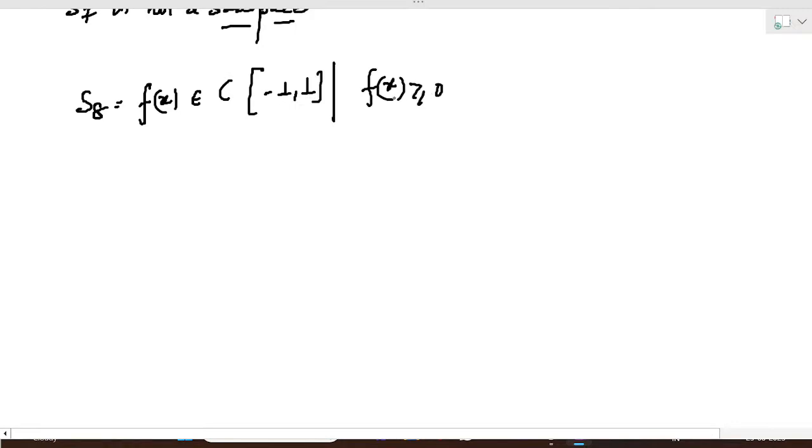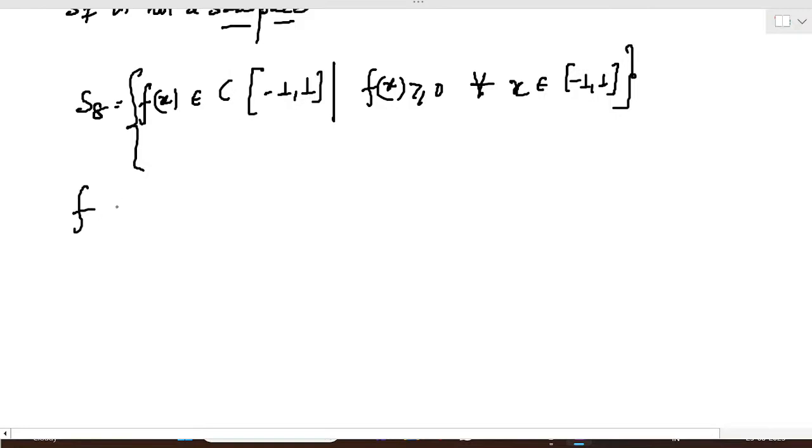Let us take another example. Let's say S8, which is given by f(x) belonging to C[-1, 1], with f(x) greater than or equal to 0 for all x belonging to [-1, 1]. Do you think this forms a subspace? Indeed, no. See why no? For this, just take one example I'm taking.